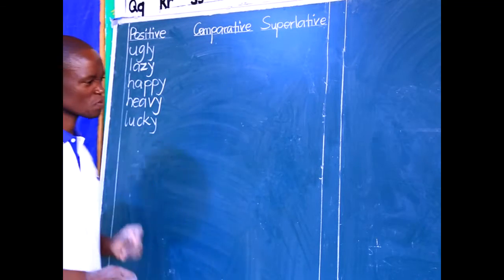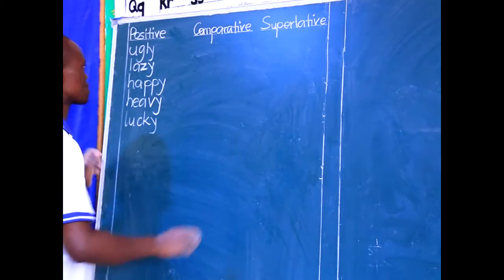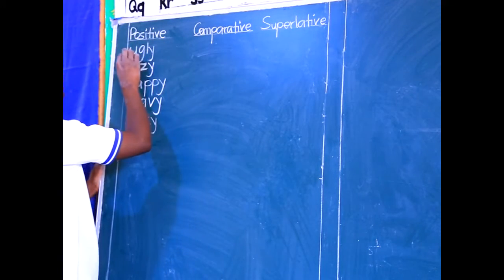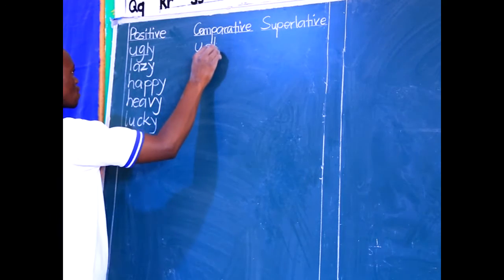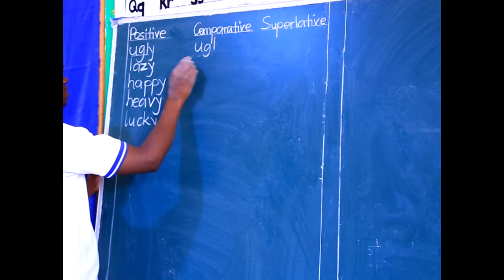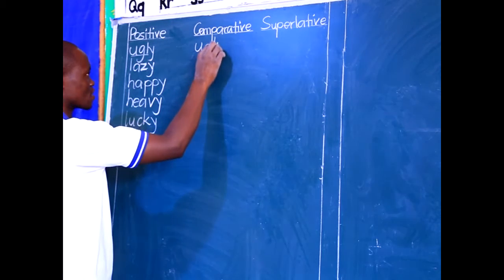Ugly, the teacher has told us to change the last Y to I-E-R in the comparative. So meaning you write all these letters without disturbing them. U-G-L. What's remaining? They have told you to change the last Y to I-E-R in the comparative.